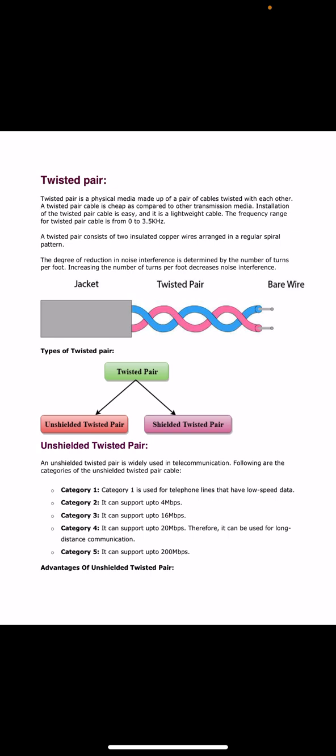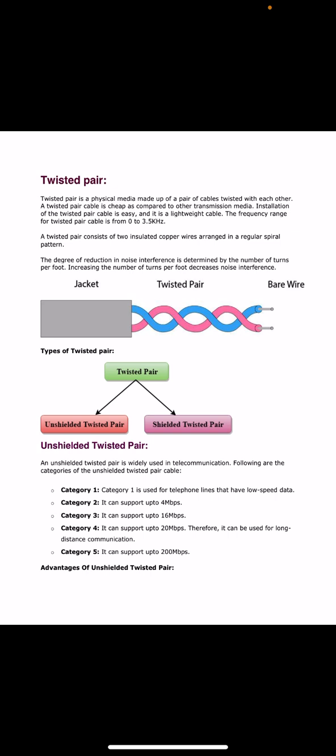First we will look at twisted pair cables. Twisted pair cables consist of two insulated copper wires arranged in a regular spiral pattern. The degree of reduction in noise interference is determined by the number of turns per foot. Increasing the number of turns per foot decreases noise interference.